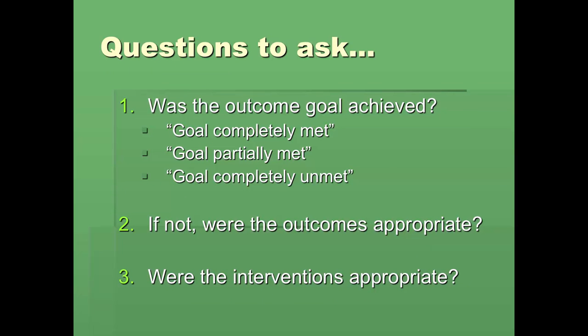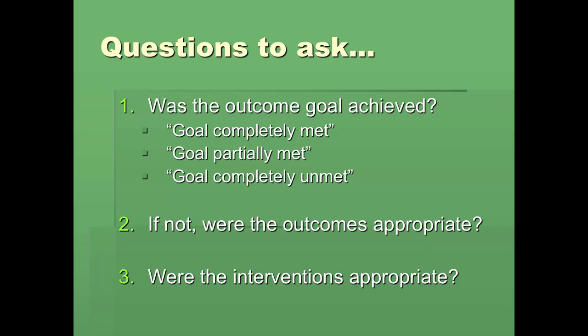So when we ask the question, was the outcome goal achieved, there are a number of different answers that we can come up with. One answer is, yes, the goal was completely met. Another answer might be, the goal was partially met. Or maybe the goal was completely unmet. There's a table in your textbook that shows you some clinical examples of this that you can spend some time looking at. But those are our answers that we can come up with when we ask the question, was the outcome goal achieved?